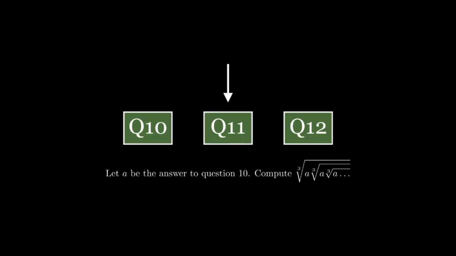Now that we've simplified question 10, let's go ahead and look at question 11. Here, we need to let a be the answer to question 10 and compute the cube root of the quantity of a times the cube root of the quantity of a times the cube root of the quantity of a, and so on. We do know that a is equal to 150r, but let's not substitute this yet, because it's going to make the equation a lot more complex.